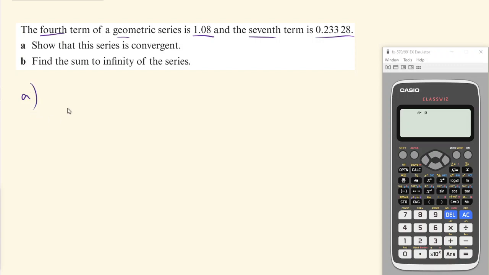So to solve part A, the first thing we need to remember is that it's convergent if the size of the ratio is less than 1. So this is our key. If we can show this, then we've done part A.